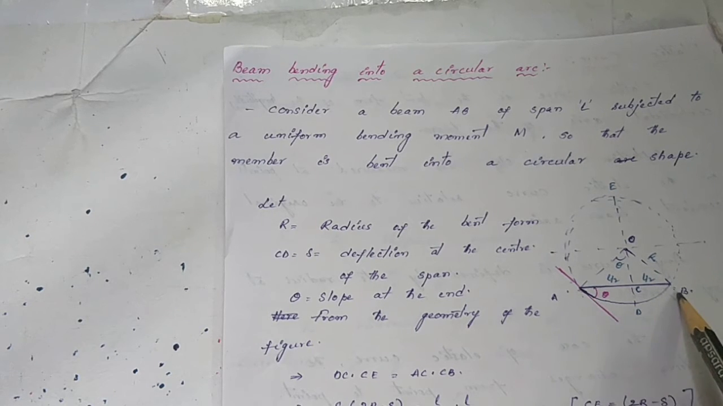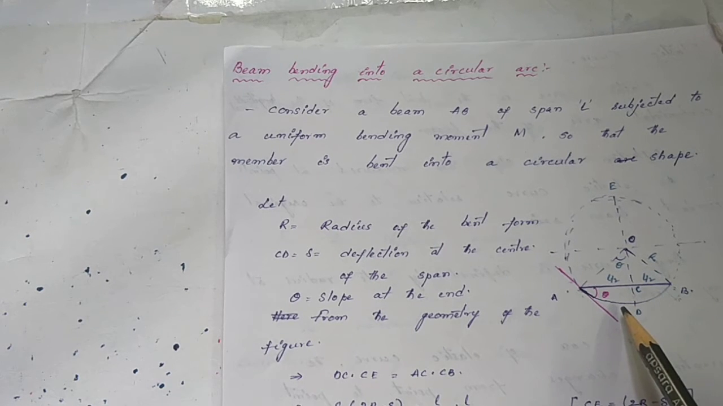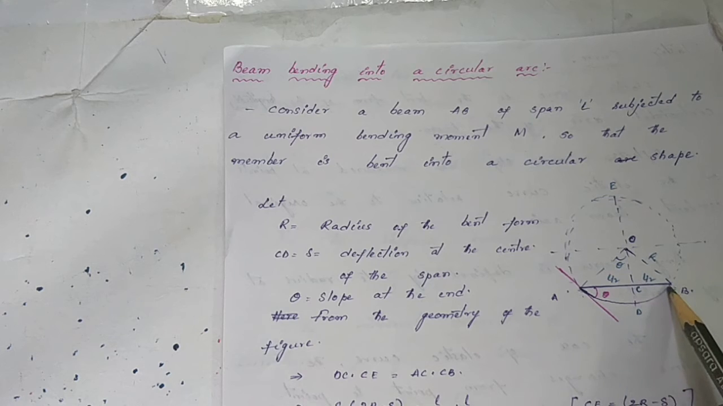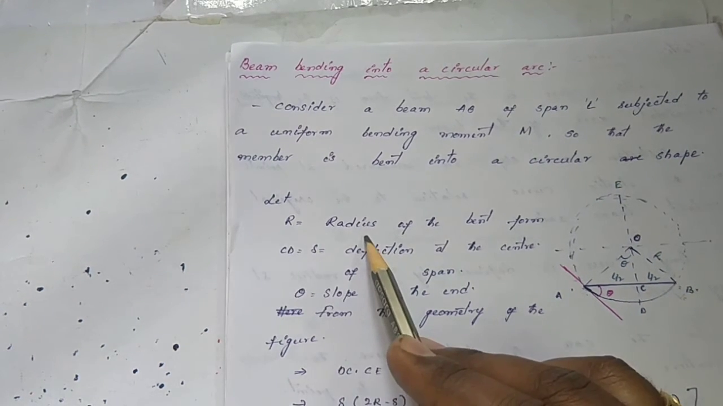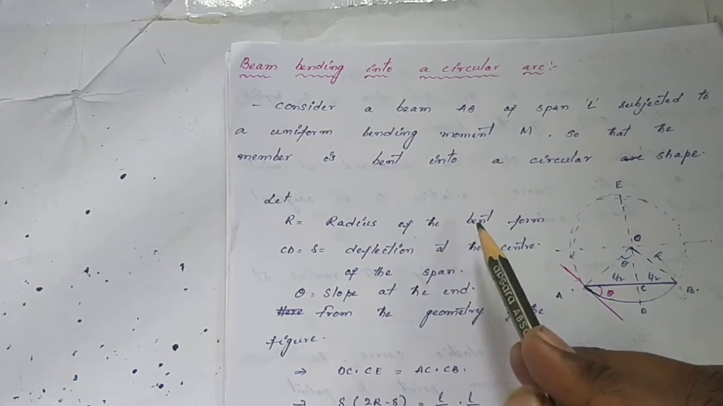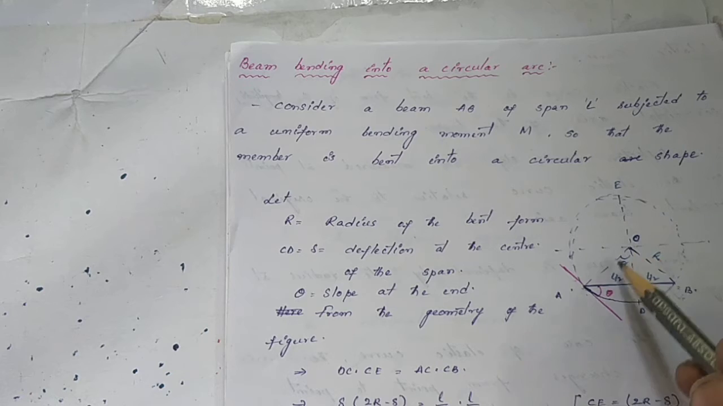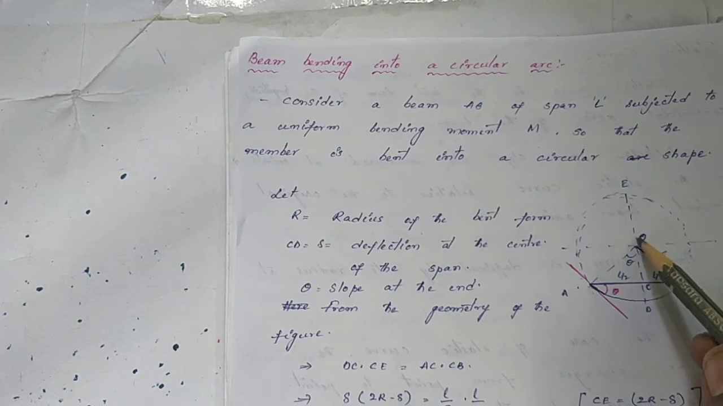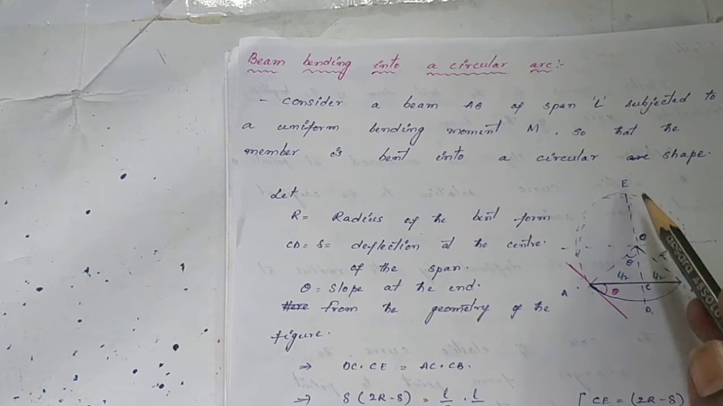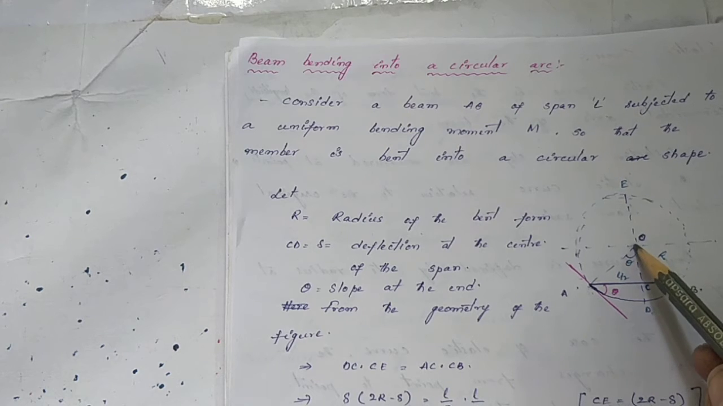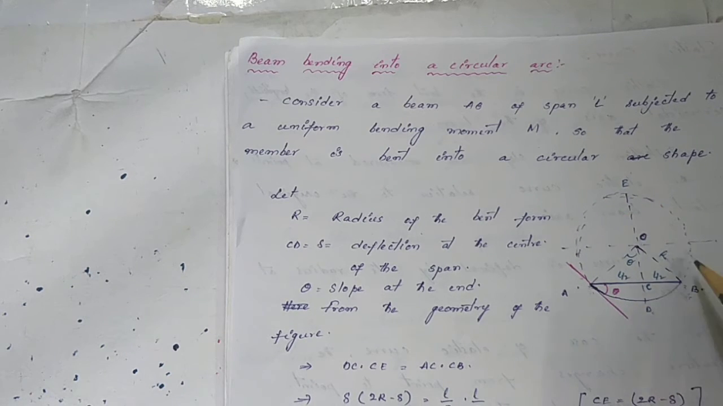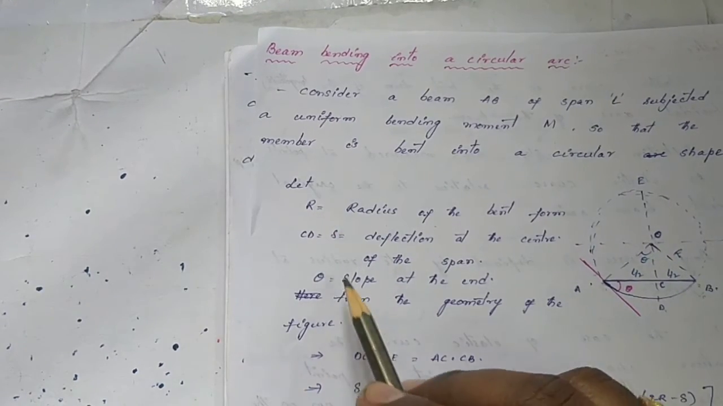It is a circular shape developed due to the bending moment on the beam AB. Let R equal the radius of the bent form. Here R is the distance from O to A, or O to B, or O to D, or O to E. All are radius values from the center to the curve. This is represented by capital R.